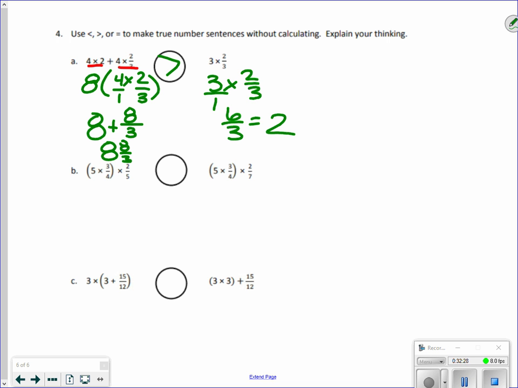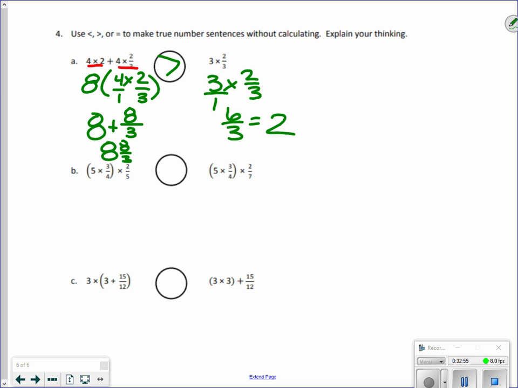So if you looked at this and you know your order of operations, I had multiplication, addition, multiplication. Multiplication has to be done before addition. So I had to pick out the things that had to be done first. It was 4 times 2 plus 4 times 2/3. So I had to pull out the things that were being multiplied, take those products, add them together.